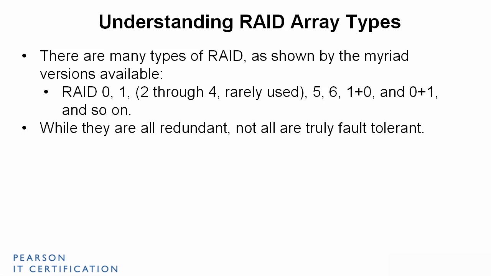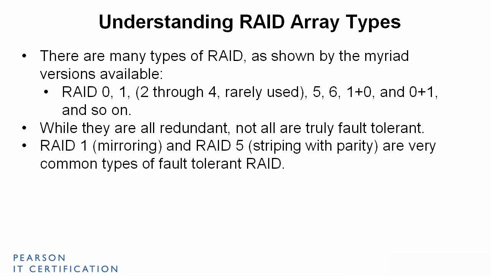Redundant means that you have more than one. Fault tolerant means that you can survive a failure and still get access to your data, and that's what you want. For example, RAID 0 is not fault tolerant. RAID 0 is just known as striping. You stripe data across multiple drives to increase speed and performance. So we don't really use RAID 0 if we want something fault tolerant, because if one drive was to fail, we would lose all of the data.